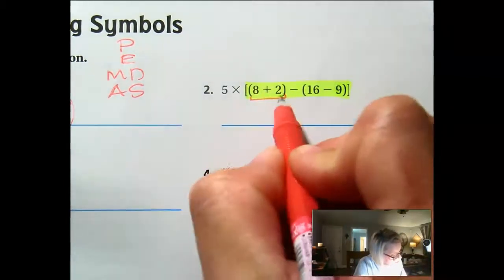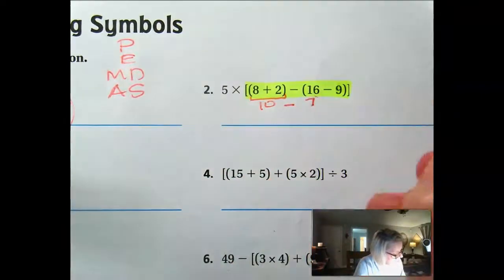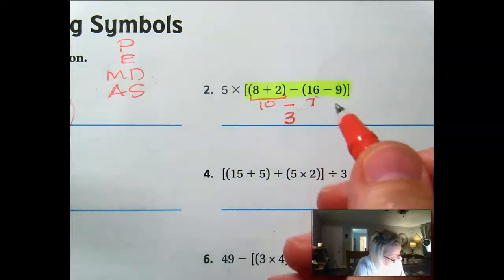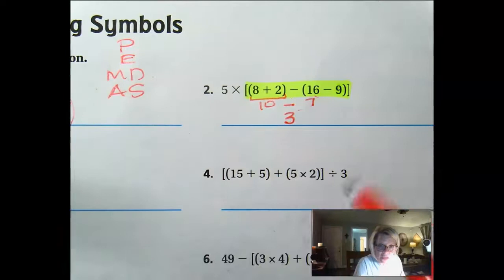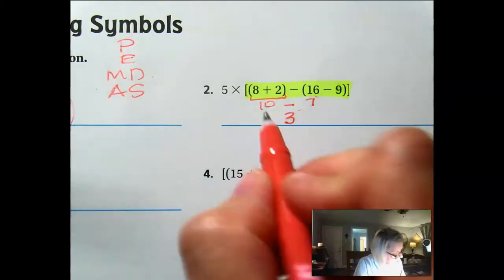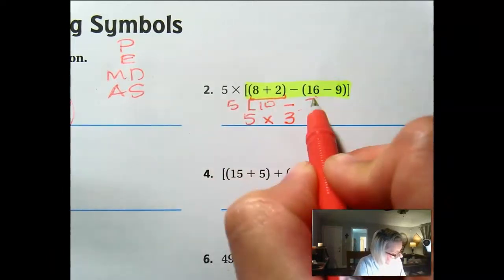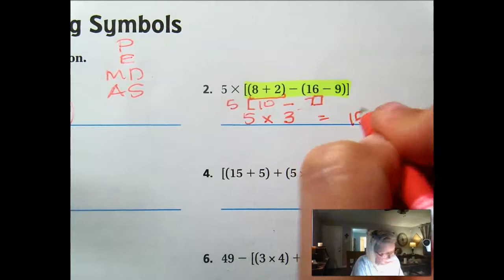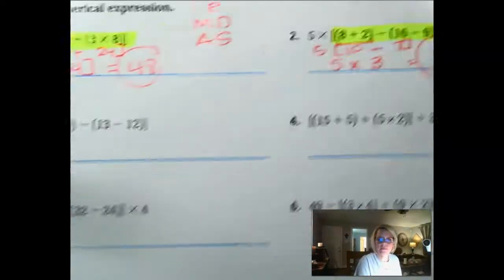So this is 10, and this value is 7. So that is 3, right? 10 minus 7 is 3. So remember, we're working with addition and subtraction, so be careful to pay attention to the sign. And then this is 5 times. Okay. I hope you're getting the hang of it.